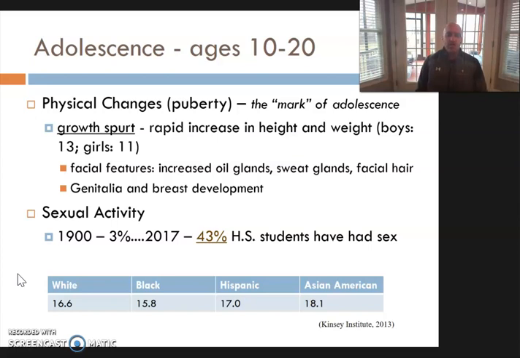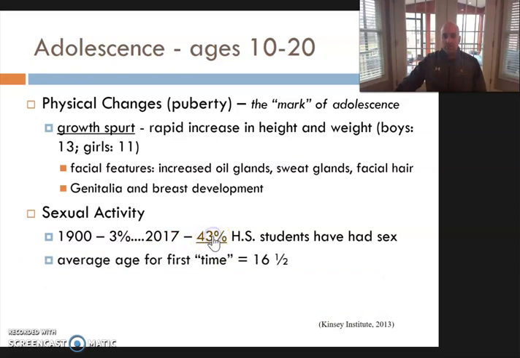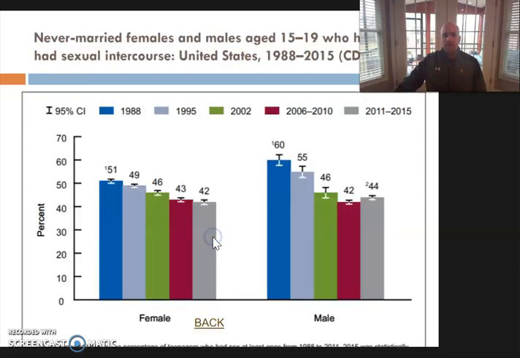Now, statistically, from what I found from a variety of institutes, the CDC and the Kinsey Institute have shown that in the year 1900, 3% of teenagers reported having sexual intercourse. And now in 2017, 117 years later, 43% of high school students have reported having that sexual experience, sexual intercourse, which might sound like a tremendous jump at first, and I agree with you that it is.